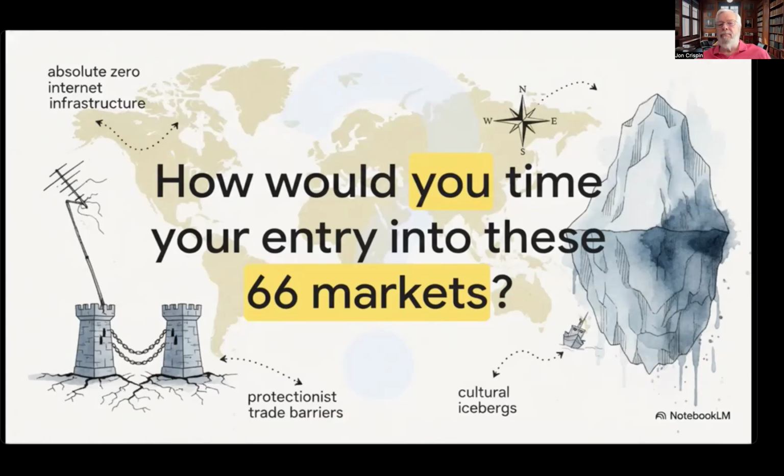So knowing all of this, I want to leave you with a question. If you were the CEO, armed with all this data, how would you time your entry into these 66 markets? Would you dive in right now to claim that absolute advantage, or would you sit on the sidelines and wait? Definitely something to chew on as you navigate the fascinating world of global business.